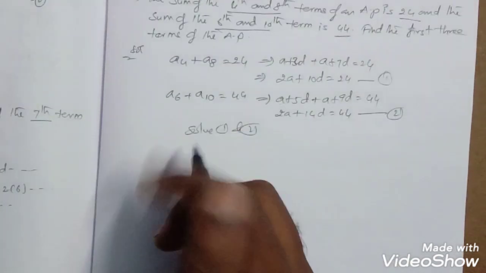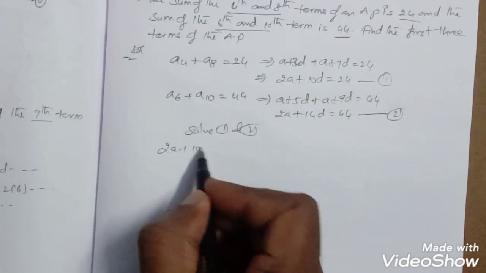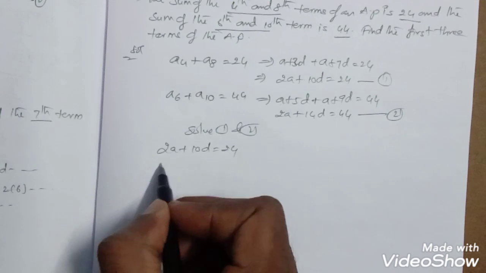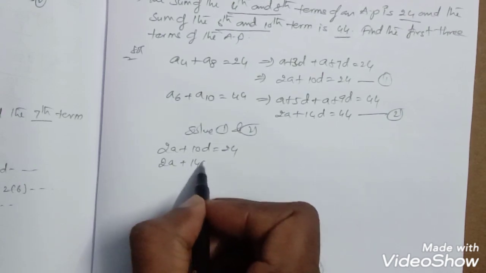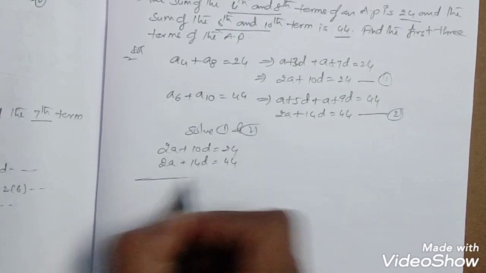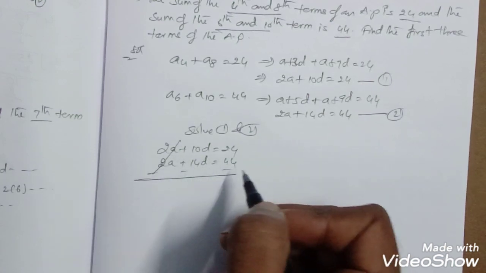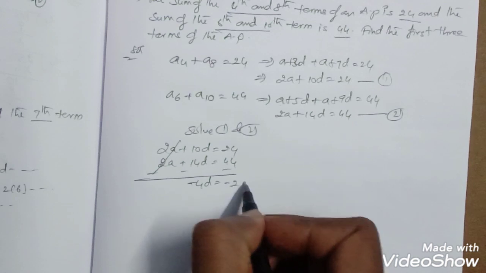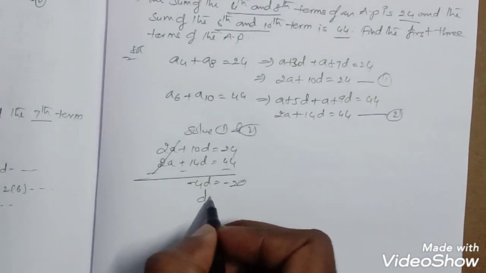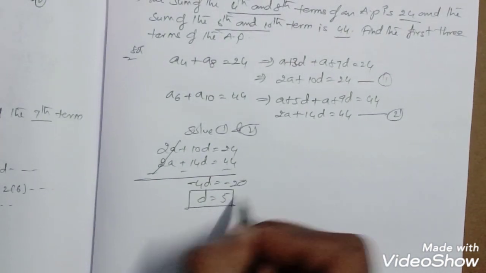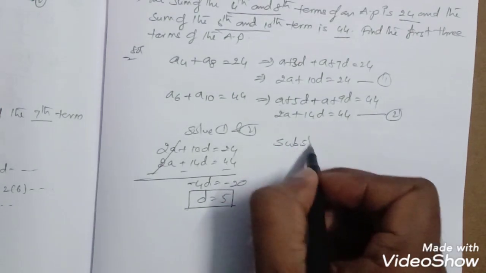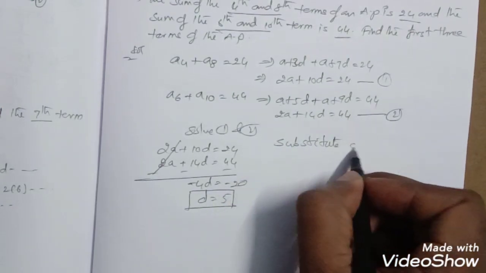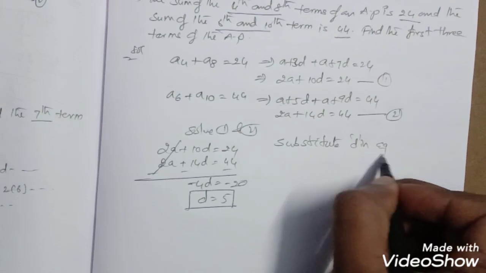If I solve 1 and 2, you will get 2a plus 10d is equal to 24, and 2a plus 14d is equal to 44. Now if you subtract, 2a will be cancelled. Here you will get minus 4d is equal to minus 20. So d is equal to 5. After getting the value of d, now substitute d in equation number 1.